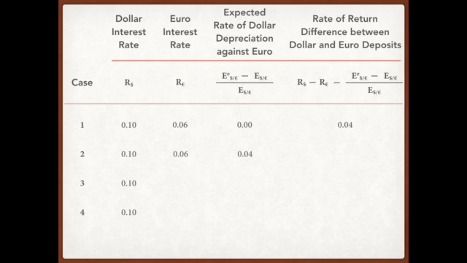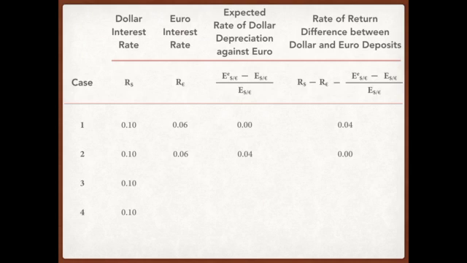Let's change that and assume that the dollar does depreciate. So we're going to keep the euro interest rate the same at 6%, but we're going to assume that the dollar is going to depreciate by 4% during the time period of this investment. So if we plug those numbers into the formula here, we have 10% minus 6% minus 4%, which gives us 0. The thing you have to realize from here is even though the euro interest rate is less than the dollar interest rate, here 6% versus 10%, at the end of this investment, the dollar has depreciated.